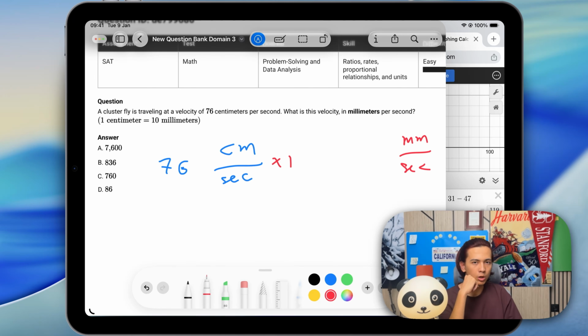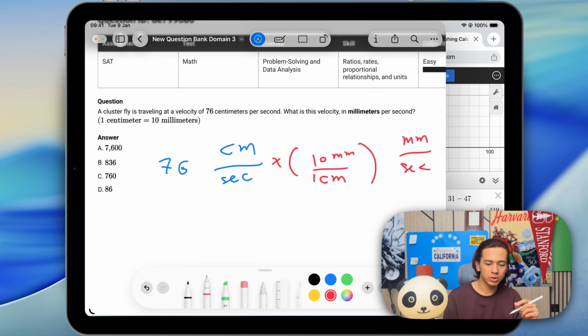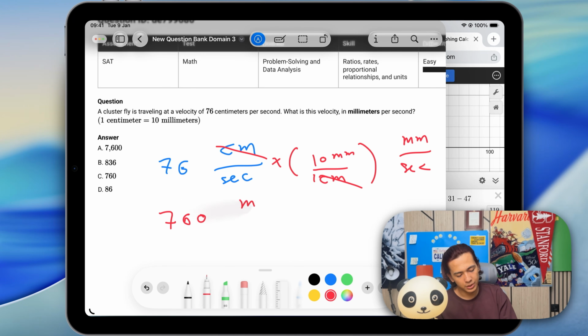So again, I'm going to multiply it by 1. What do I mean by 1, right? I'm going to have the centimeters as the denominator because I want it to cancel. So 1 centimeter and 10 millimeters here. Again, 1 centimeter and 10 millimeters, are they equal? Yes, they are. So when I divide them, do I get 1? Yes, I do. So when I multiply 76 by 1, does anything change? No, it doesn't, right? I did it with centimeter as the denominator because I want centimeter to cancel, right? So it becomes 760 millimeters per second, right? So it's going to be option C here.